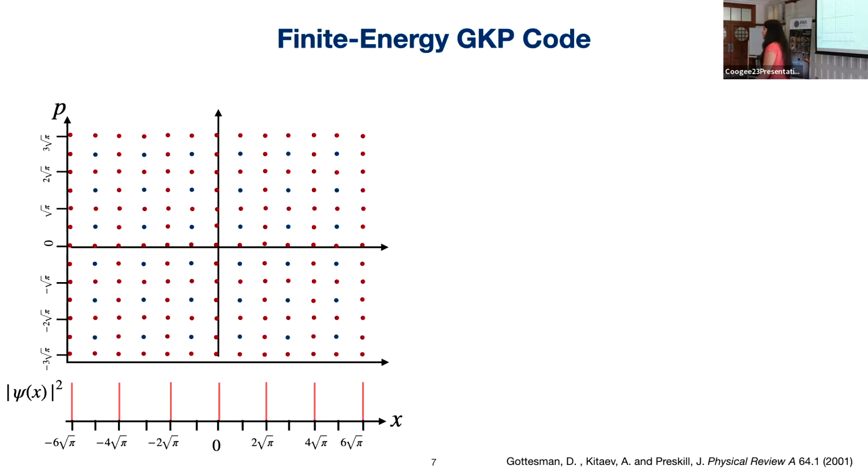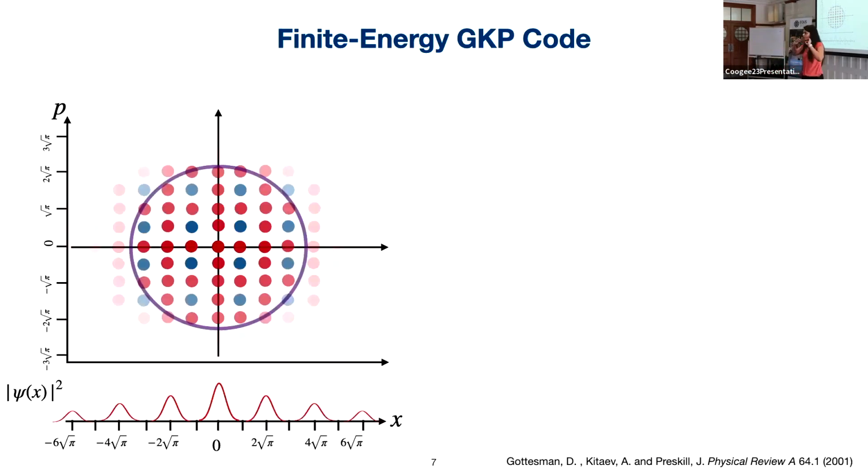But I've defined this for a very unrealistic system. I've told you that it's extending all the way to x equals infinity and p equals infinity, which is not realistic. What I would want is that my state sits within this finite circle where I have finite energy and finite number of photons.